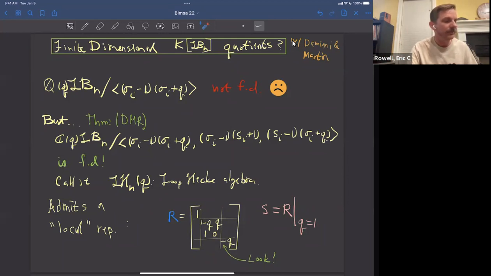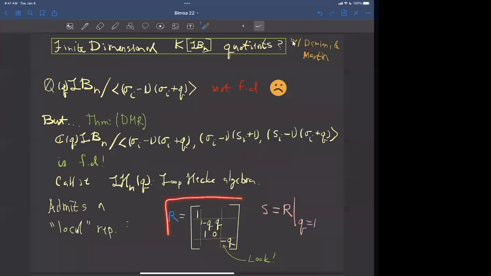And interestingly, we were able to find a representation that we will call sort of local. And why is it local? Well, it comes from a loop braided vector space. The specific R that works is this one.